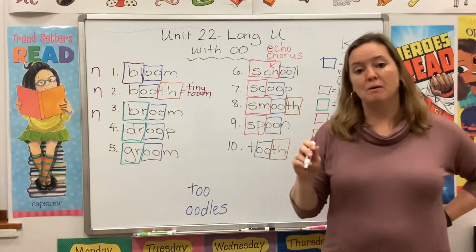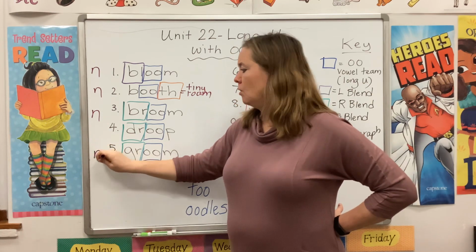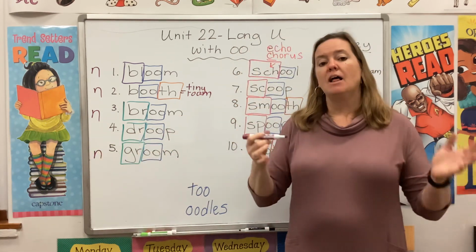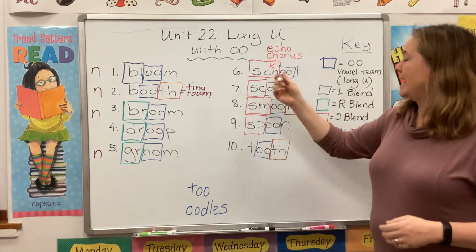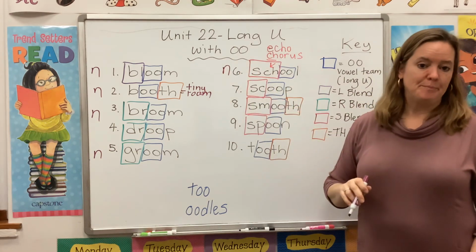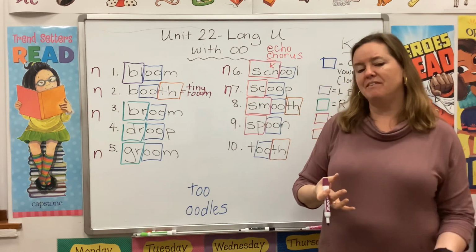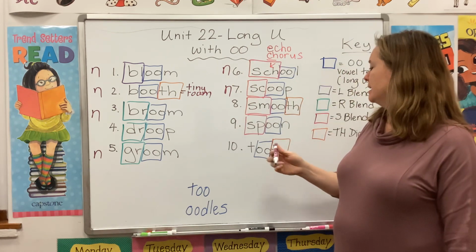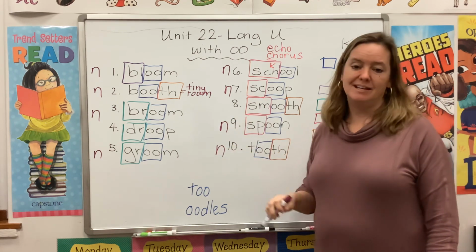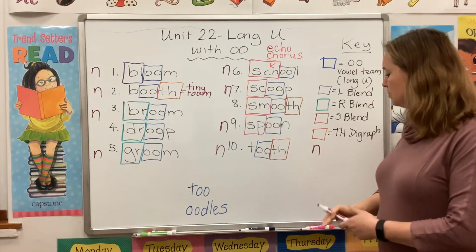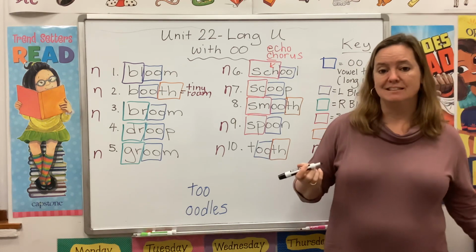A broom is a noun. That's what we use to sweep our floors. A groom is a noun, right? When a man and a woman get married, the bride is the woman, the groom is the man. A school is a noun. That's where we learn. A scoop can be a noun. You can get one scoop of ice cream or two scoops of ice cream. A spoon is a noun. And a tooth is a noun. All right, so this week we have lots of examples of nouns, people, places, or things.